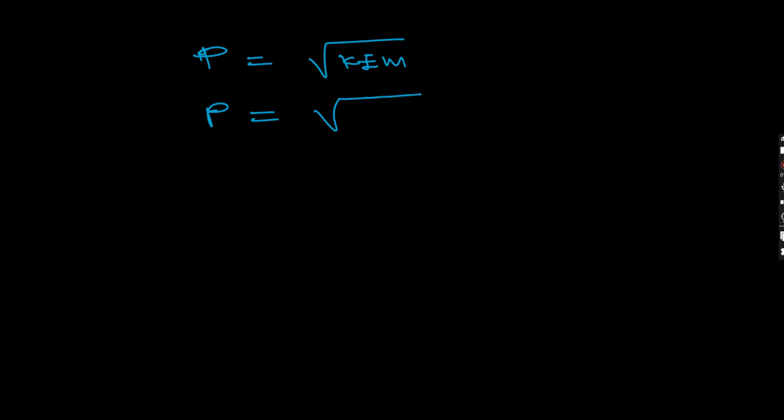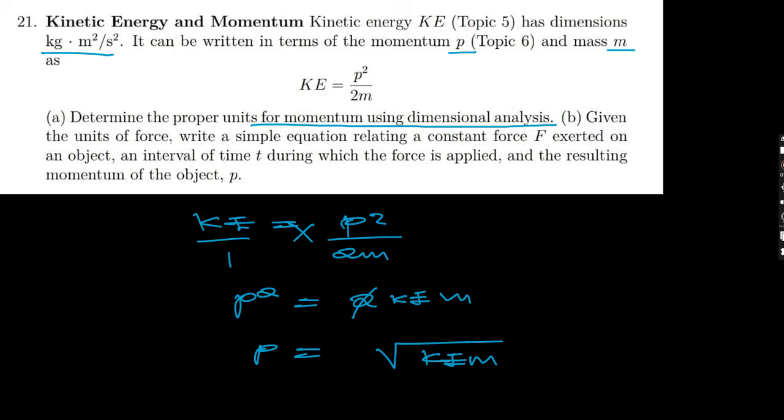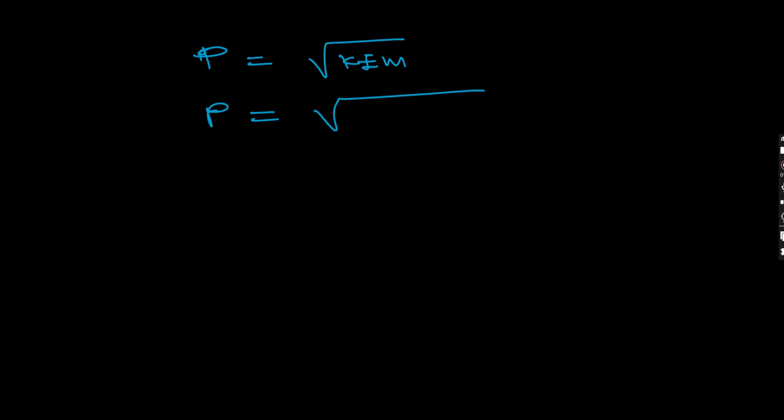Okay, I've been given kinetic energy. Let me check. Kinetic energy is kg meter squared per second squared. So kg, then meter squared per second squared. Now we are multiplying by m, which is mass, which is also kg, because the unit for mass is kg.